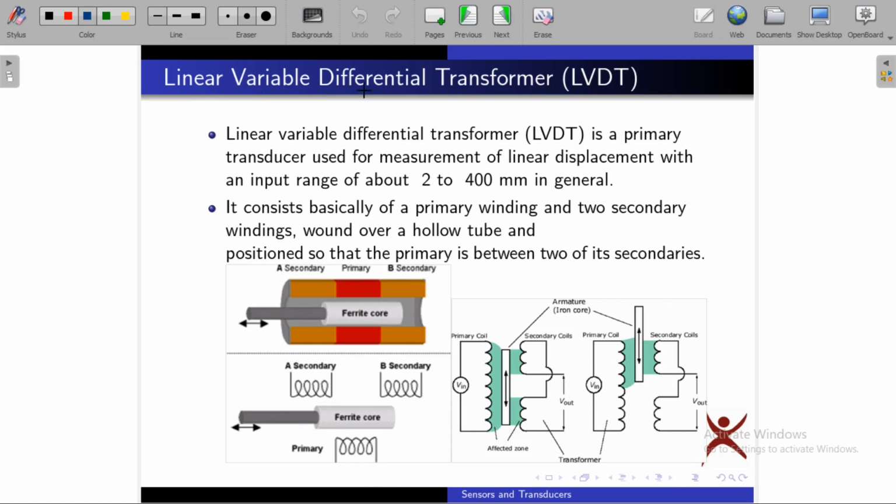Coming to linear variable differential transformer, LVDT. Linear variable differential transformer, that is LVDT, is a primary transducer used for the measurement of linear displacement, with an input range of about 2 to 400 mm in general.